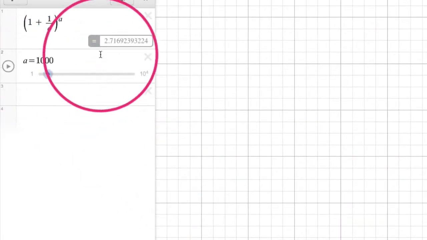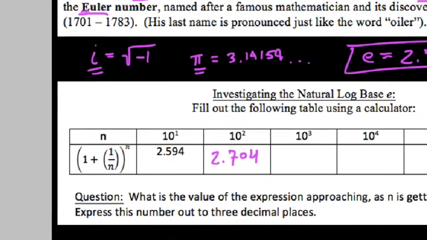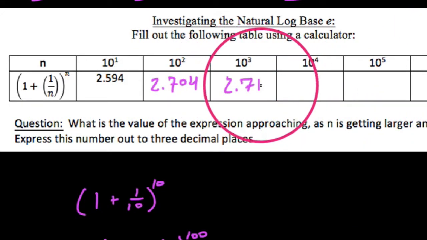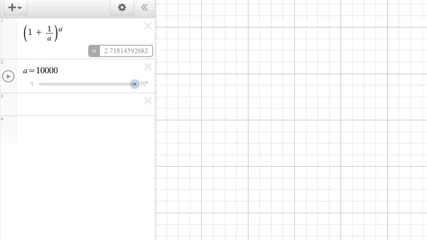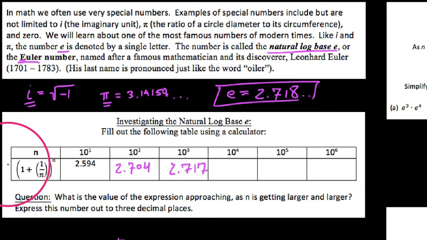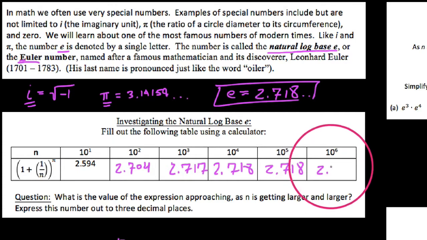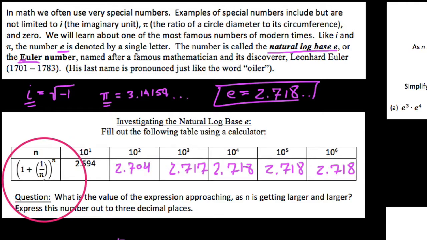Now, if I pop back over to here and we go up to 1,000, we get about 2.717. And if we go all the way up to 10,000, we get about 2.718. You can see how this number just keeps getting closer and closer to this value of 2.718. If we were to do this on a calculator, anything bigger than that, just out to 3 decimal places, is going to give you about 2.718. So this 2.718 is what this approaches as n gets very large, and we just call this the natural log base.